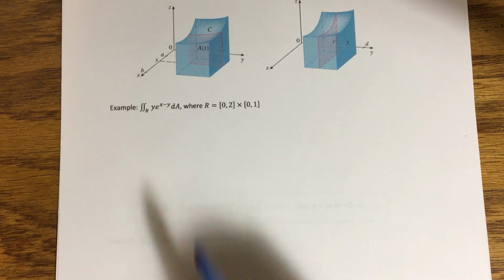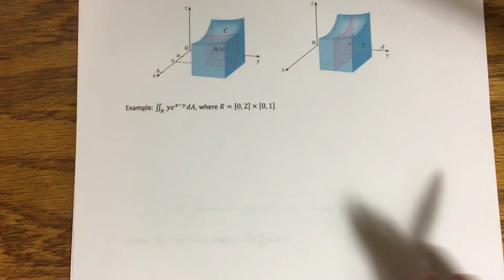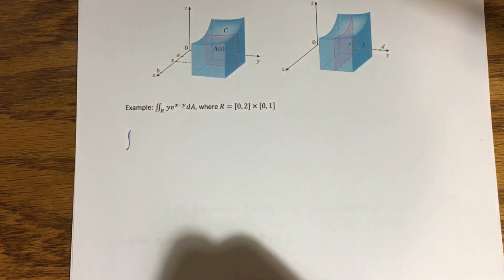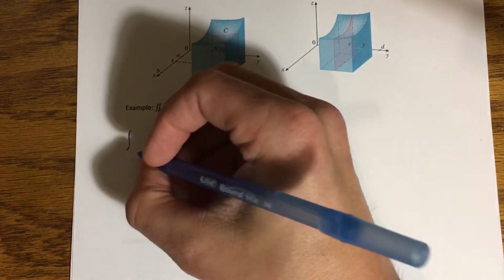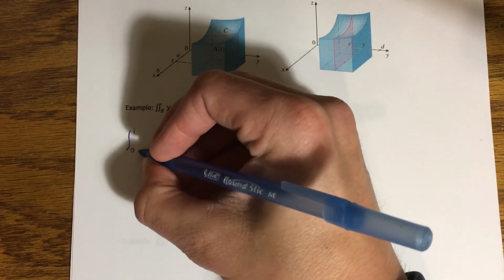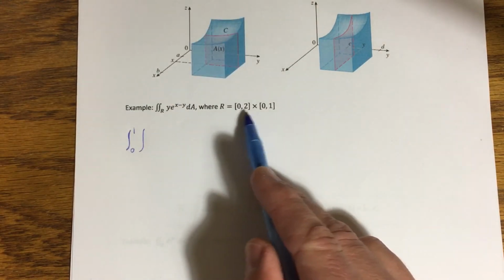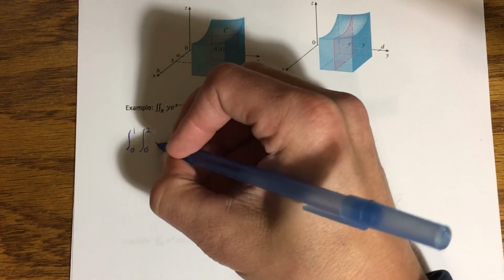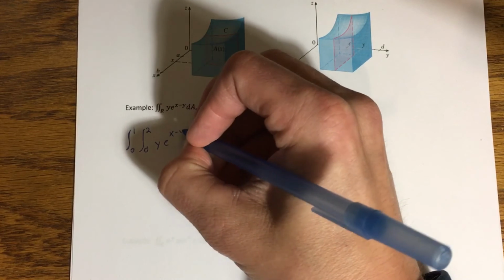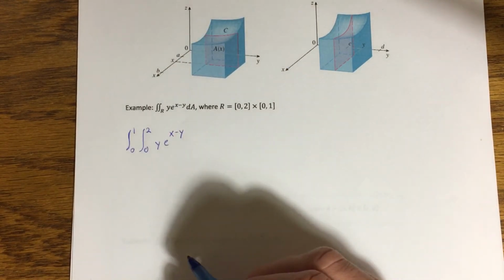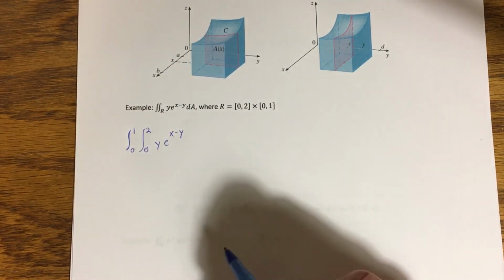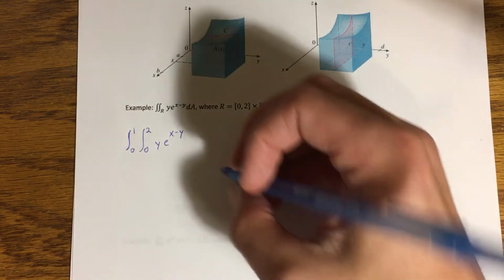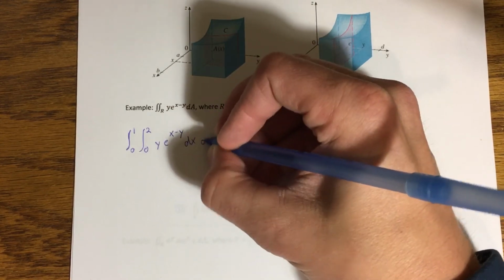So let's see what this would look like if I integrate with respect to x first. The outer integral is the one I do last, so the outer integral should be using the bounds on my y, that's 0 to 1. The inner integral is going to use the 0, 2 interval, so that's 0, 2. Y e to the x minus y. And then the dA is going to change into either a dx dy or a dy dx. The first term is going to be whichever variable I'm using first, dx in this case.